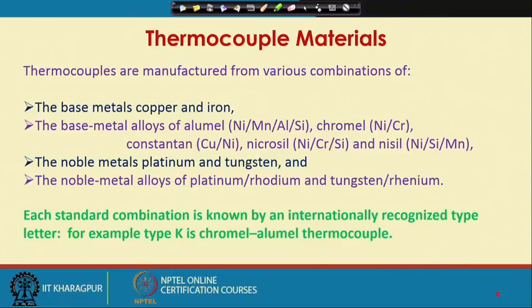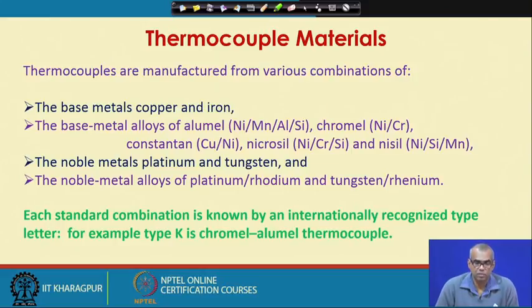So, now let us talk about thermocouple materials. As of now, we have seen what a thermocouple is, how to make thermocouple junctions, what the different junctions are, what the Seebeck effect, Peltier effect, and Thomson effect are, and what the different thermocouple laws are. We have seen all these things in our previous lecture. Now, let us talk about thermocouple materials and different types of thermocouples that are available for measurement of temperature in laboratory or in industries.